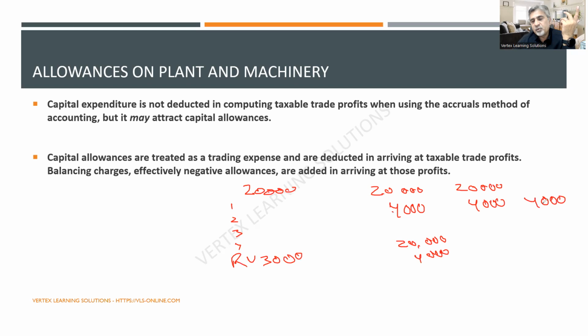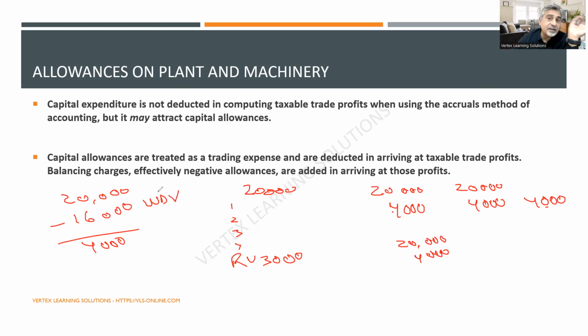So 4 plus 4 plus 4 plus 4, 16,000. So it means that out of 20,000, I have charged 16,000 of capital allowance in 4 years, which means the depreciation is for 4 years. So the remaining book value is 4,000. Your book value becomes 4,000, and this is called written down value.